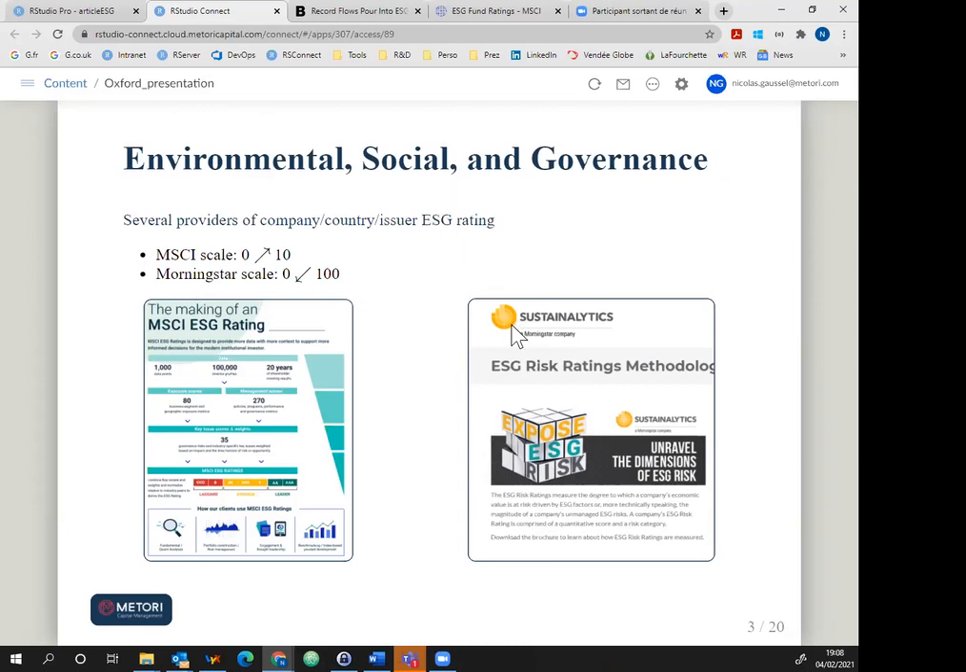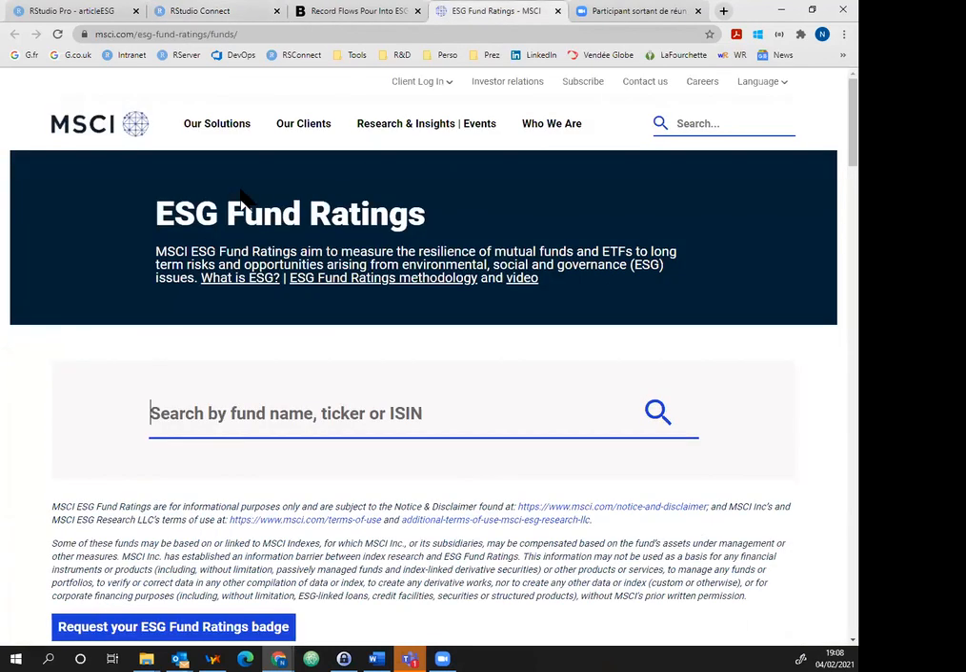Obviously, a key difficulty is what exactly this ESG rating stands for. You could wander on the internet and find some definitions. Here I have the web page of MSCI. MSCI say that they aim to measure the resilience of an investment to long-term risks and opportunities arising from environmental, social, and governance issues.